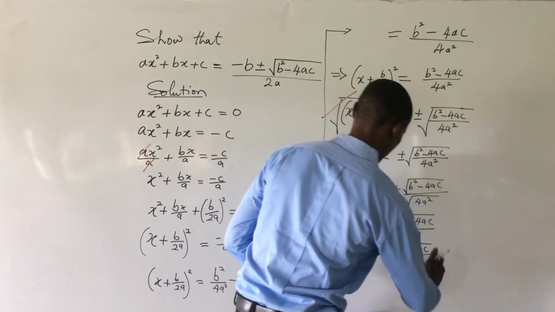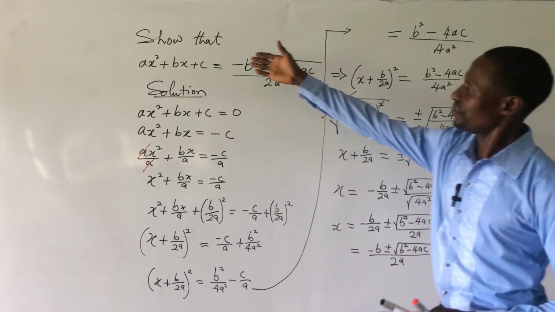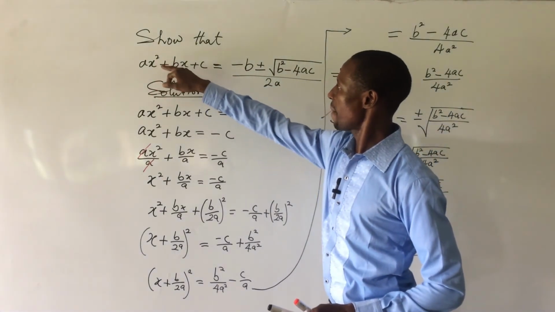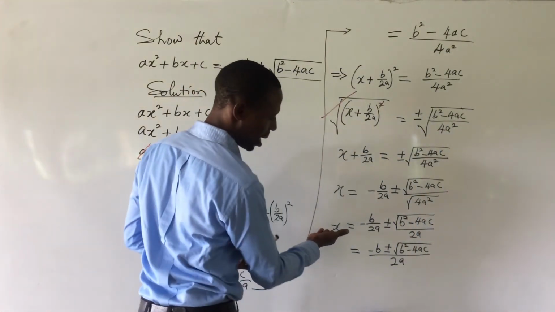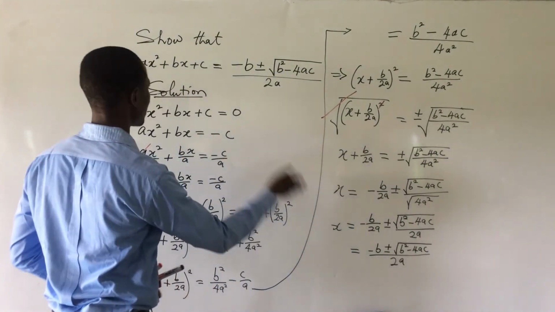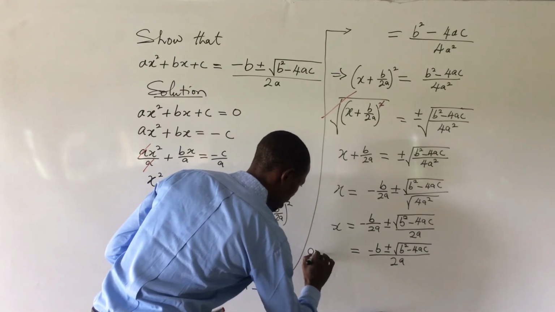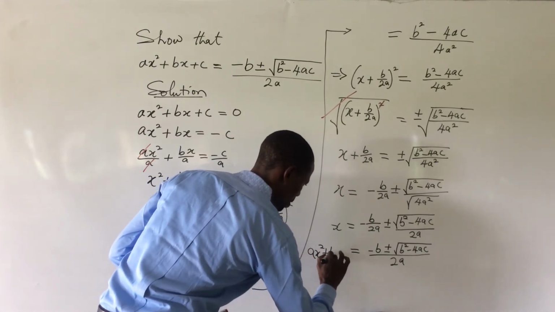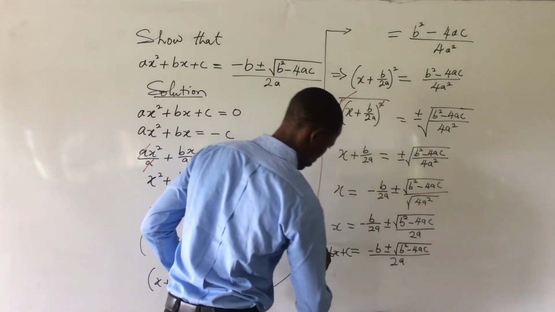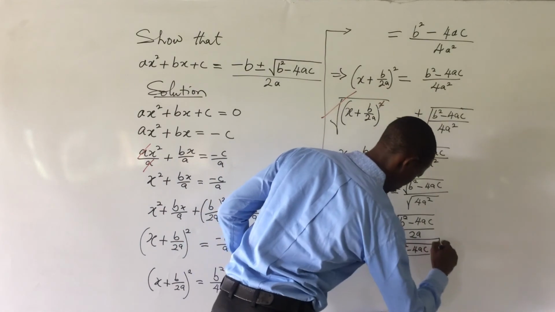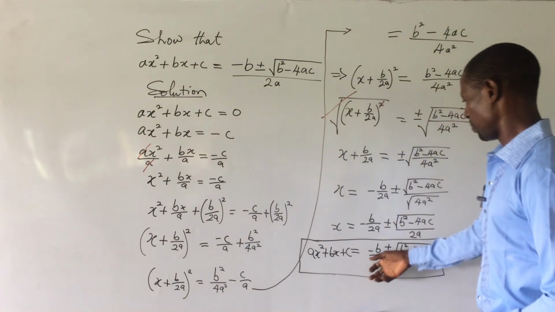Okay? Now, if you look at our question, look at the first expression. It says, show that ax squared plus bx plus c is equal to this. So it is from our x we have this, and our x is from this expression. So automatically we are now having ax squared plus bx plus c is equal to x. So we have proved the quadratic formula to be this.